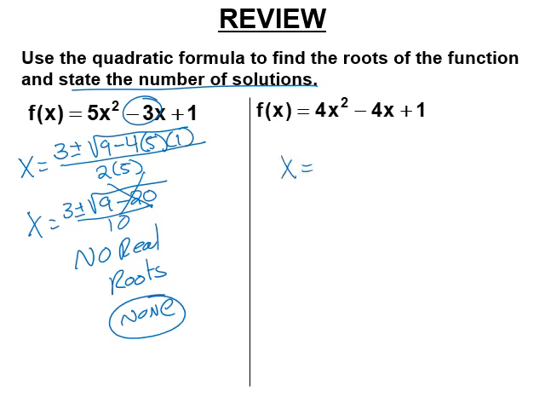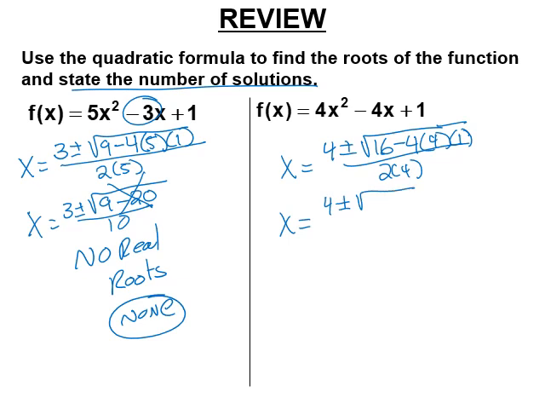x equals negative b. b is negative 4, so positive 4 plus or minus the square root of b squared, negative 4 squared, 16, minus 4 times a, which is 4, times c, which is 1, all over 2 times 4. x equals 4 plus or minus the square root of 16 minus 16, which is 0. So we get x equals 4 over 8, which equals 1/2.